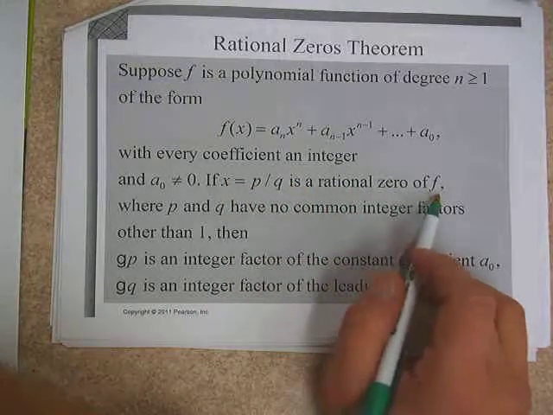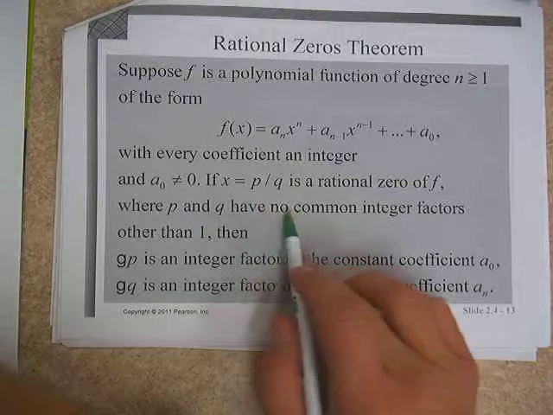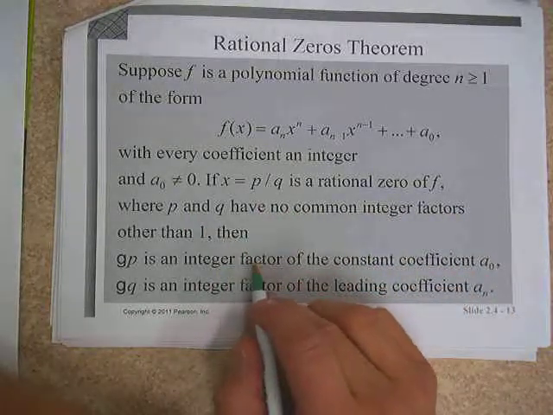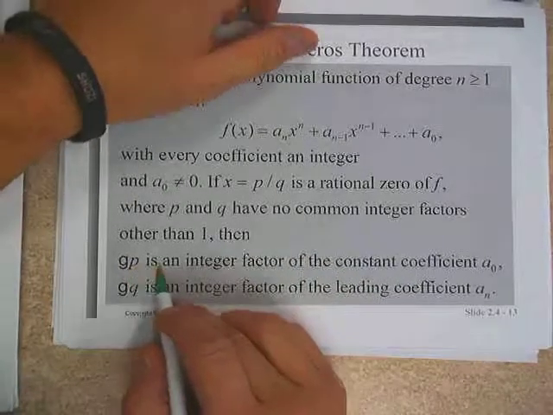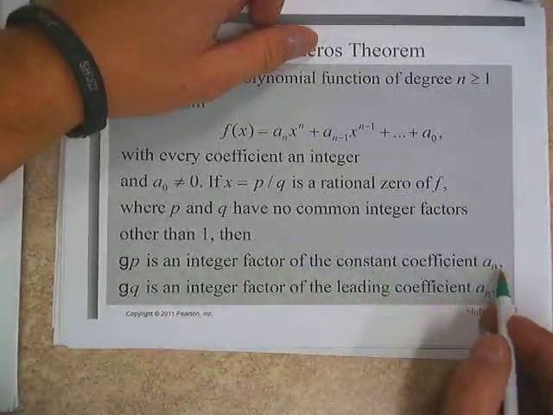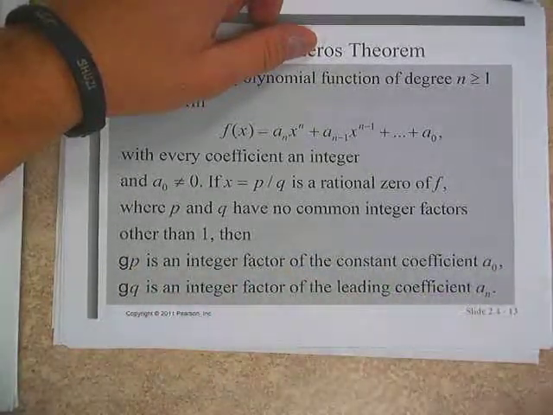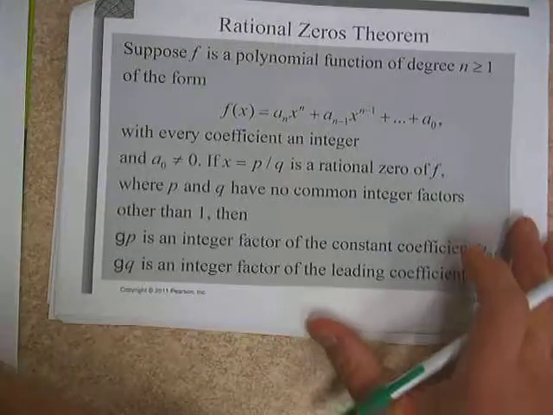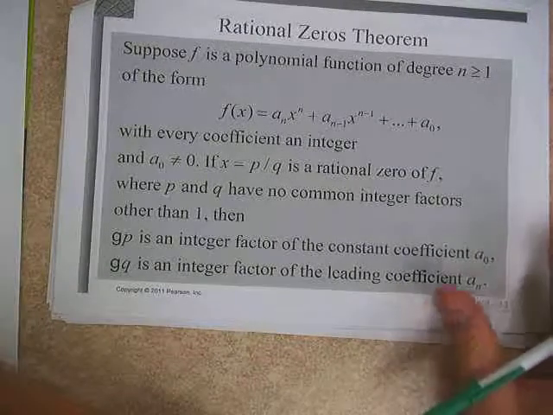And what it boils down to is that if x equals p over q is a rational 0 of f, where p and q have no common integer factors other than 1, then p is an integer factor of the coefficient a sub 0, and q is a factor of the leading coefficient.